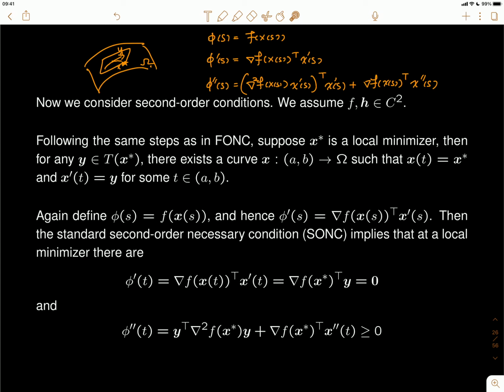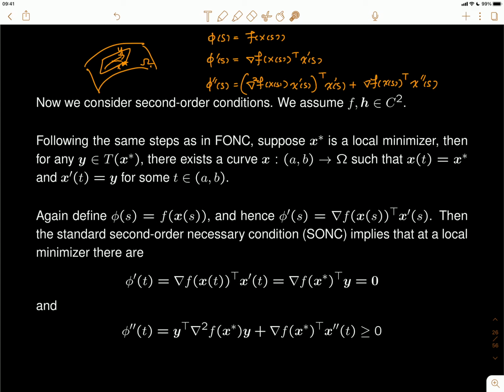But the issue with this one is that I really don't have any idea about what this one is. I do have an idea about the others. This is just the Hessian of f at x star. And I know this is the y, which is any vector in the tangent space. And this I know, that's just the first order derivative of f. But I really don't know what this one is.